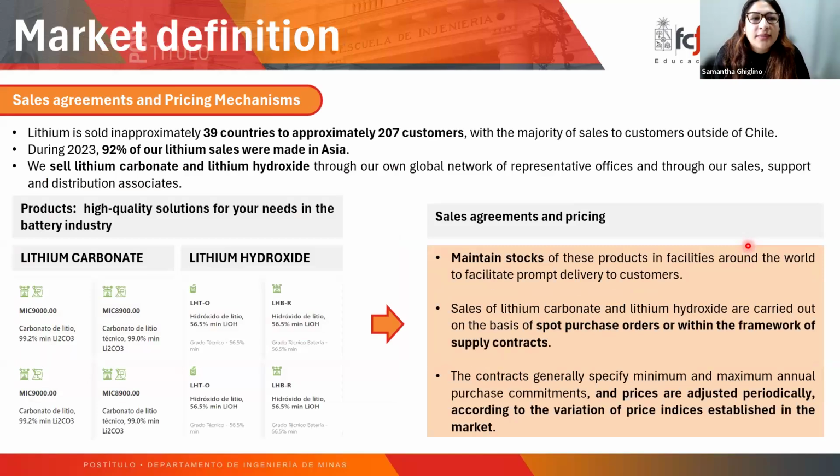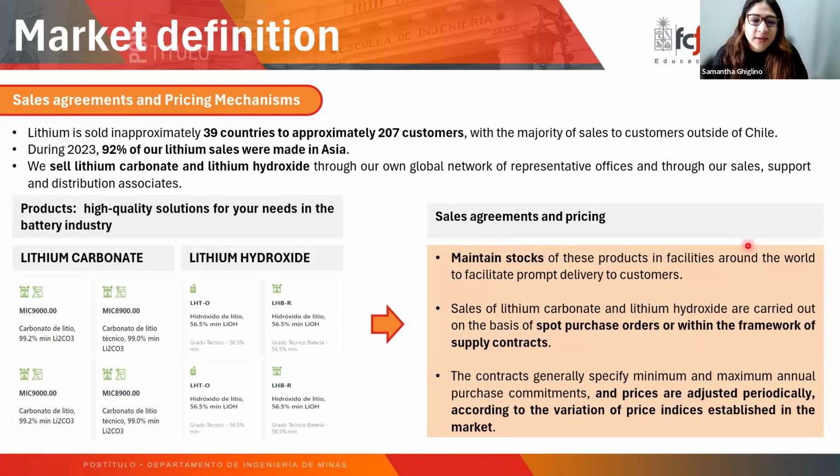So how do the sales agreements and pricing mechanisms for these kinds of products behave in the market? Lithium is sold in approximately 39 countries to approximately 207 customers. The production is fairly concentrated in a relatively small group of countries. And of these 39, we have already seen in the previous tables that the top three are the most significant part. And the range of customers is really variable, but they are mostly in Asia, as we already said before.